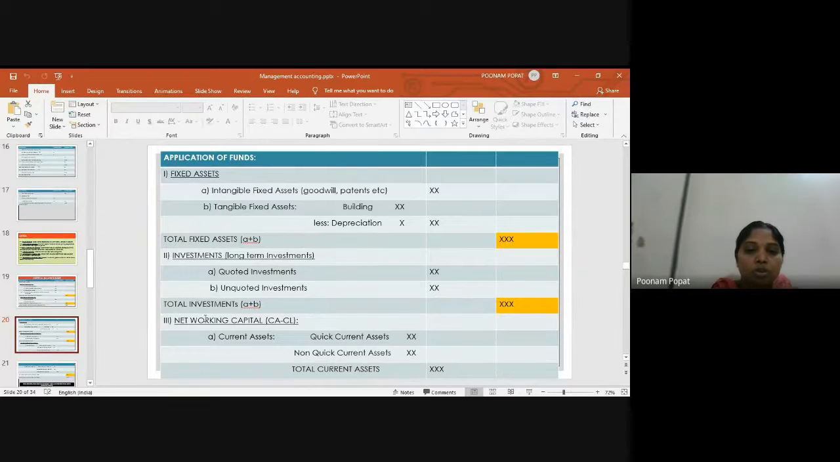The most important component of application of funds is net working capital. A person who is interested to know the regular routine activities of the company, whether the company has enough working capital or not, or a bank looking at funding a working capital loan, will find this area relevant. So net working capital, how do I get this? Current assets minus current liabilities.